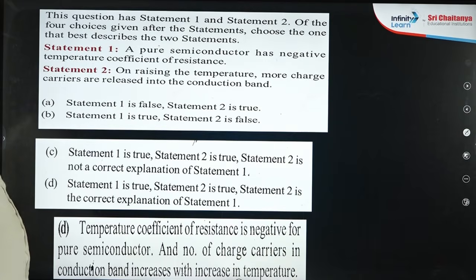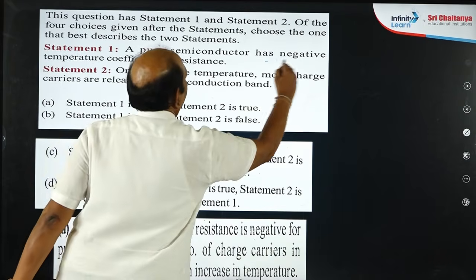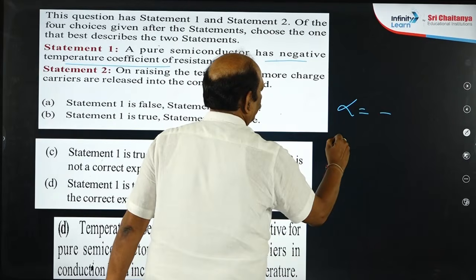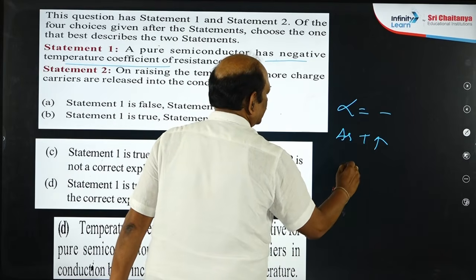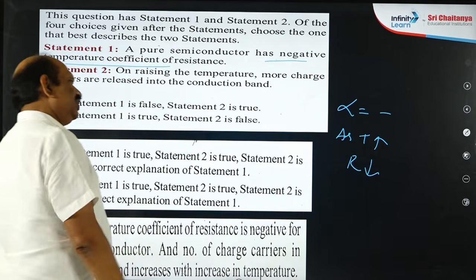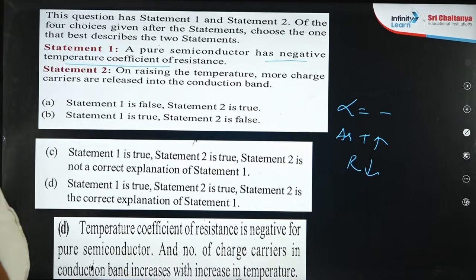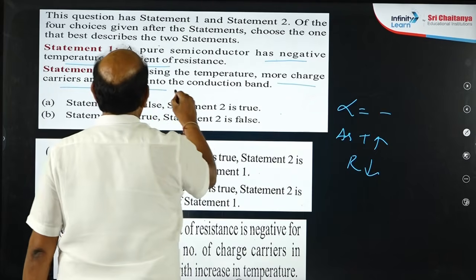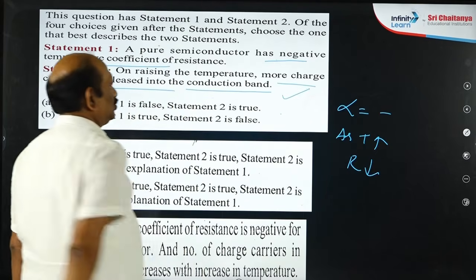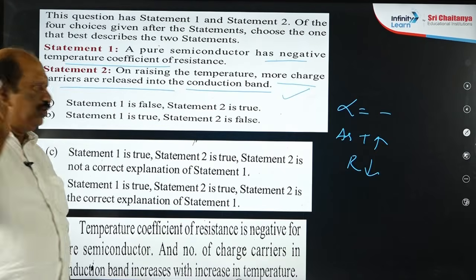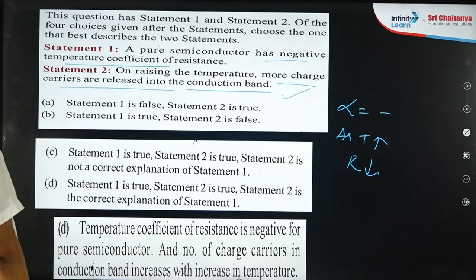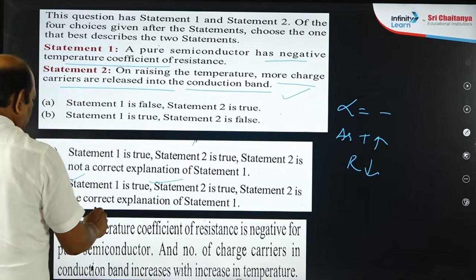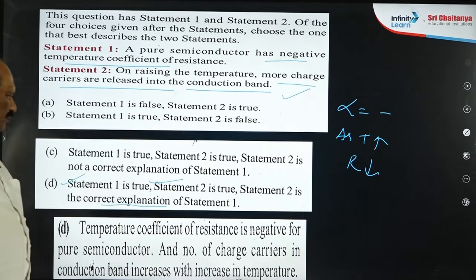Nana, two statements are given here. A pure semiconductor has negative temperature coefficient, alpha negative. Alpha negative means as temperature increases, resistance decreases. Yes, correct. Semiconductor is non-ohmic. Next, on raising temperature, more charge carriers are released into the conduction band. This is also correct, as they gain energy, they jump into the conduction band. So both are correct, Nana. Statement 1 is true, the second one is also true, and statement 2 supports the first one. Okay. Next.